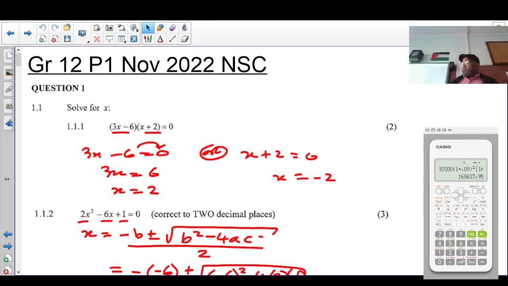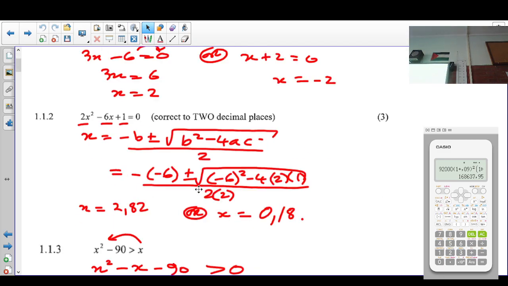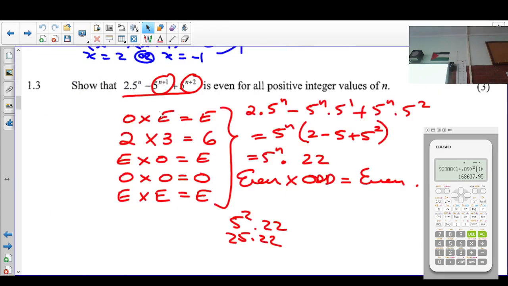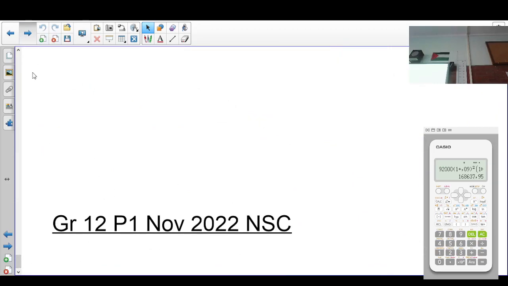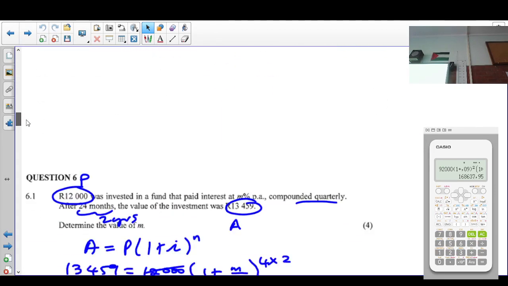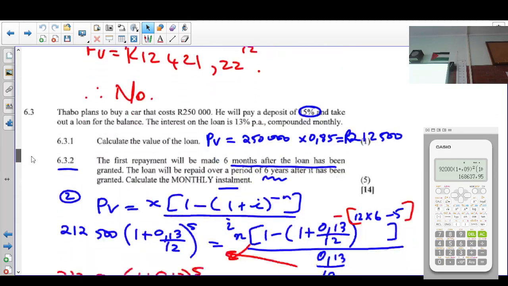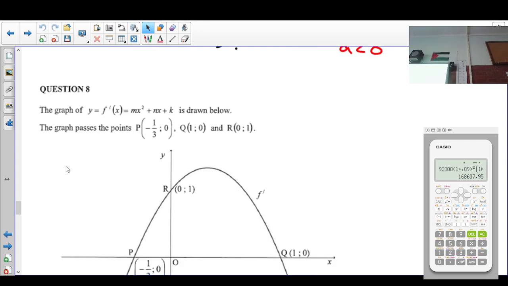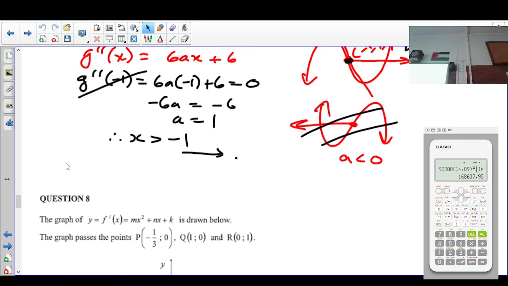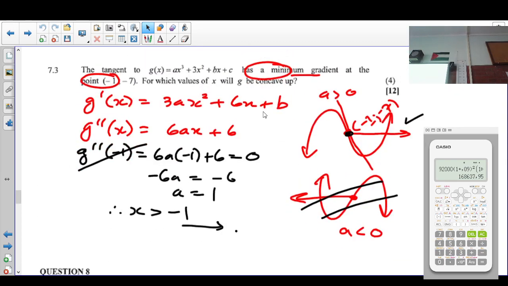Hey, good morning, class. So today we're looking at the grade 12 paper 1 in November from the NSC, the Department in the year paper. Right, so at this point we got up until question 8. No, this was our last question we did, okay?